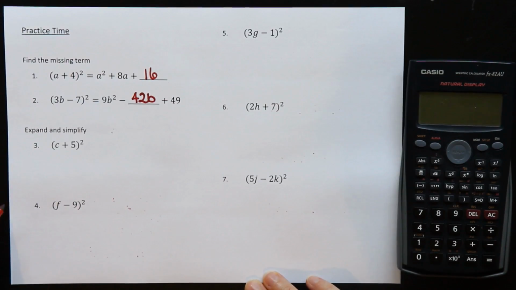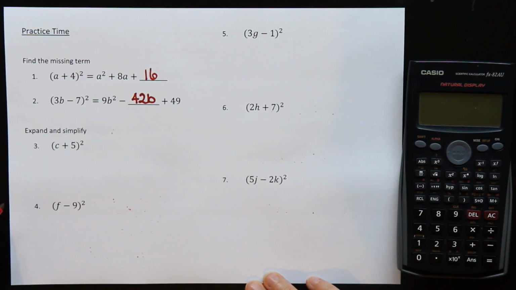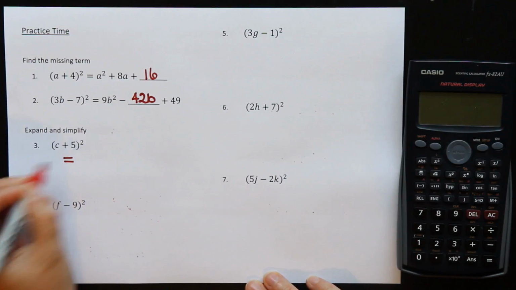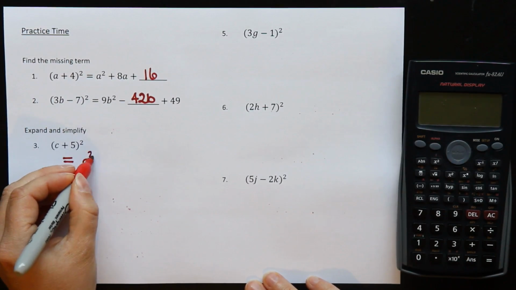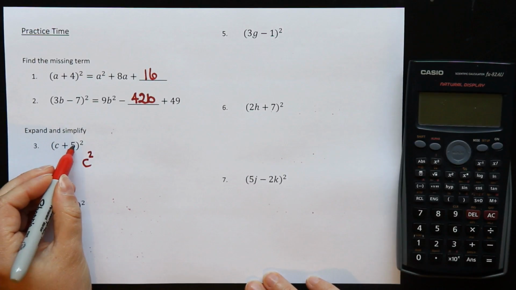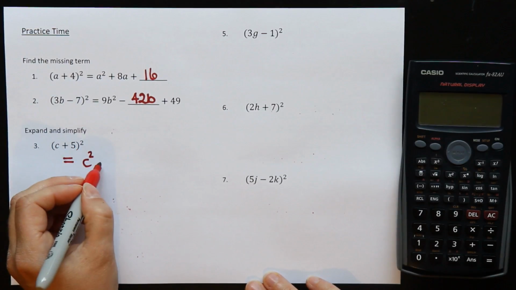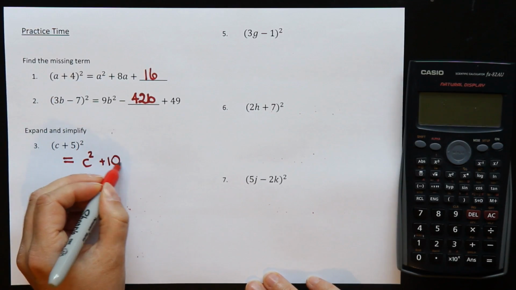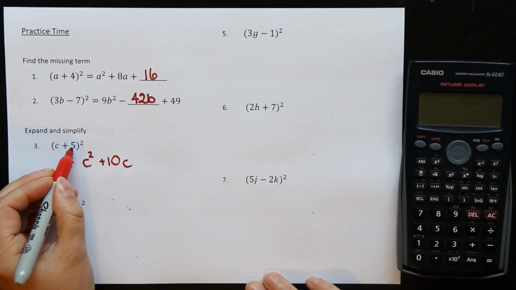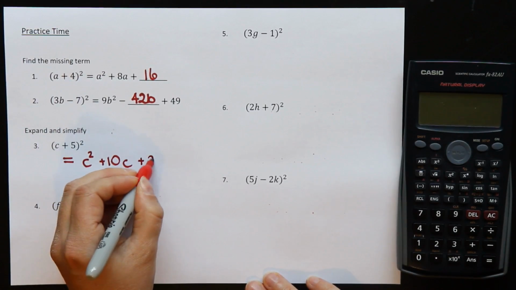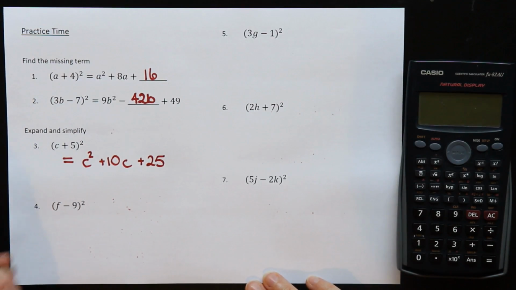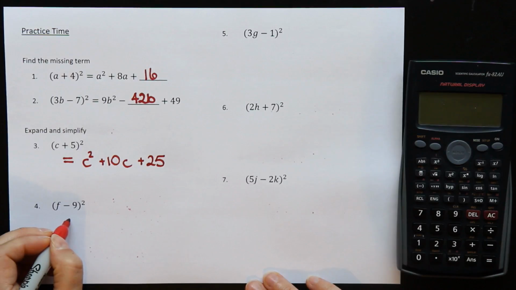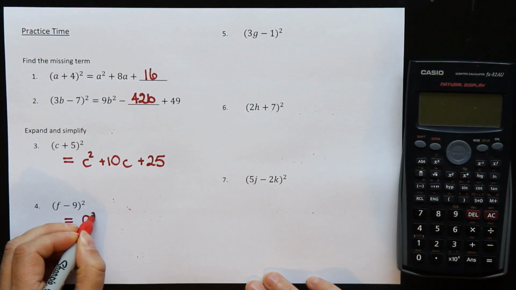Okay, now from question 3 onwards, we need to do all of the expansion. So for question 3, we do c times c is c squared. Then we do 5 times c and double it. So 5 times c is 5c, double that is 10c. And then we do the 5 times by itself, 5 5s are 25. That's it.